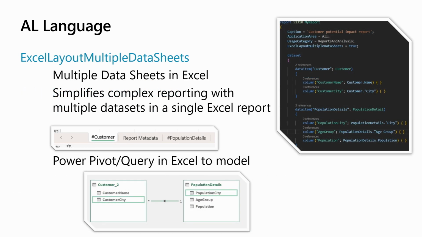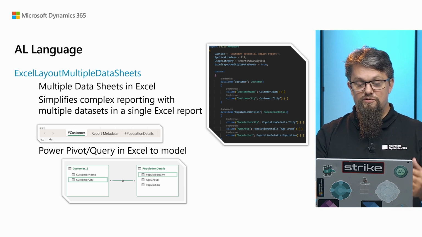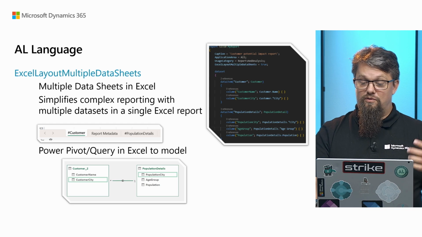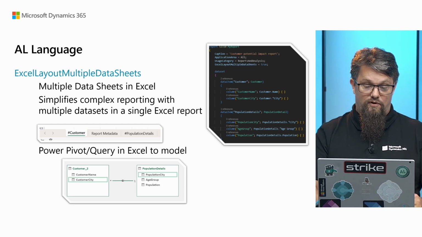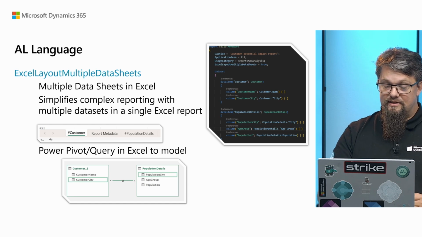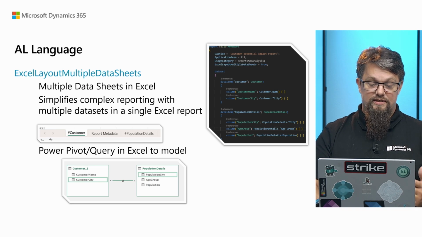Combining data for use in Excel reports used to be difficult and often resulted in complicated matrix-like data tables in Excel. Now with the Excel layout multiple datasheets property, you can split up each data item into its own datasheet. With multiple datasheets, you significantly reduce the complexity and improve not only the size of the report, but also the rendering performance and the complexity of authoring. Individual datasets also allows you to get the most out of modeling and building with Power Pivot in Excel.